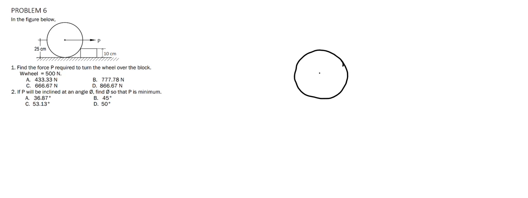So the wheel has a radius of 25 centimeters and it has a weight of 500 newtons. And the other forces that act on the wheel are force P and a reaction due to the block that is normal to the surface of the wheel. Let's call this force N. Now what we are missing is the angle between the weight and the normal force. To solve this, let's make use of the geometry of the entire figure.